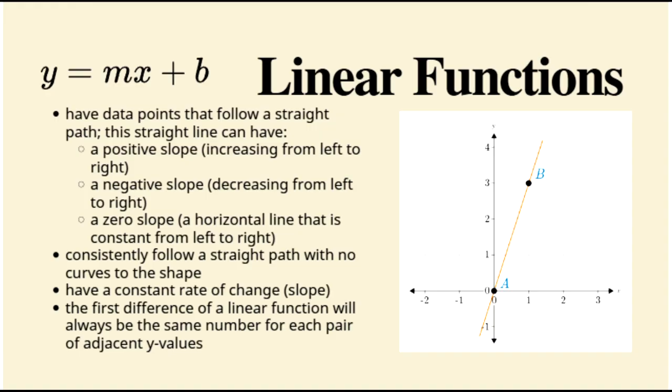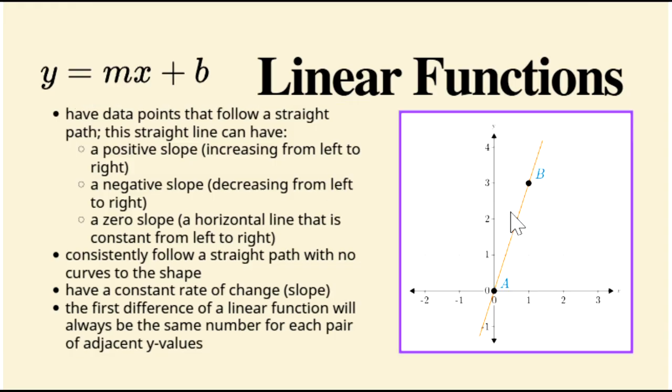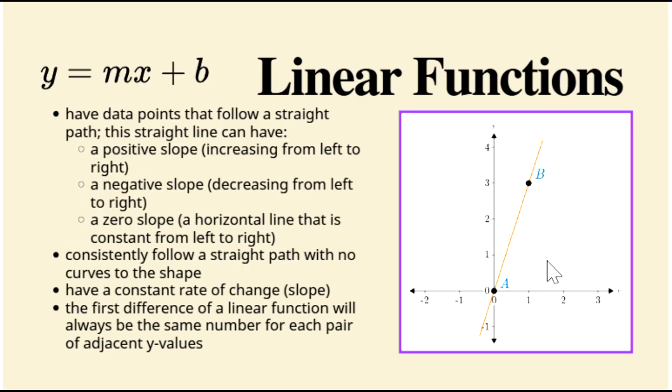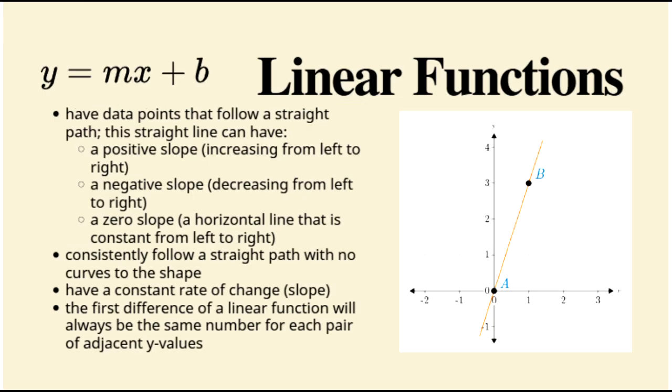Linear functions have data points that follow a straight path. This straight line can have a positive slope, increasing from left to right. This one is a positive slope. A negative slope, decreasing from left to right. Or a zero slope, which is a horizontal line. That is a constant from left to right. It doesn't slope up or down. A linear function consistently follows a straight path with no curves to the shape. It has to be a straight line.